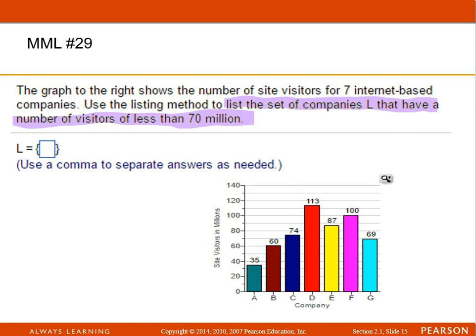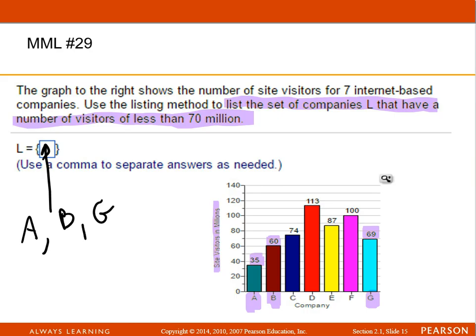And this is a nice chart because at the top of each bar, they tell you how many millions, because over here it says site visitors in millions. So 35 is less than 70, 60 is less than 70, not 74, not 113, and 69 is less than 70. So my answers are A, B, and G. So in this box, you'll type A, comma, B, comma, G.